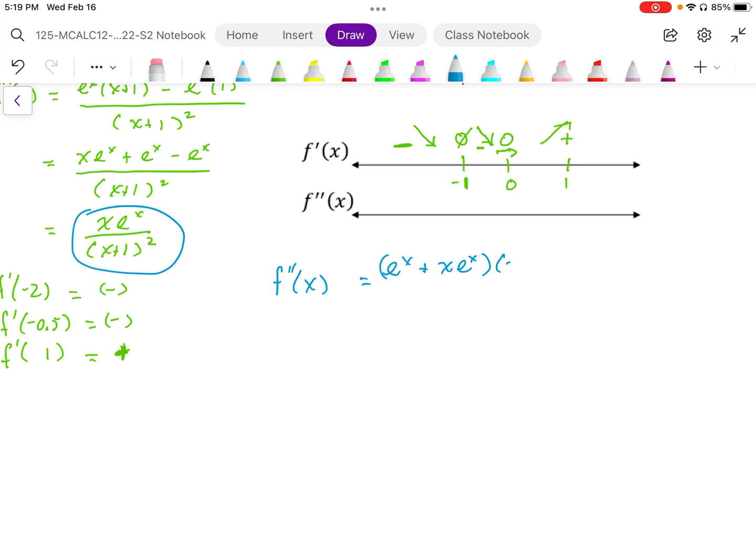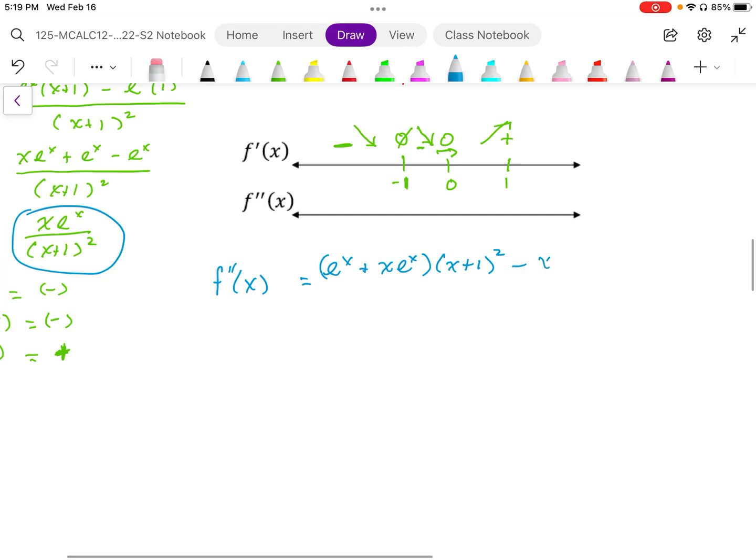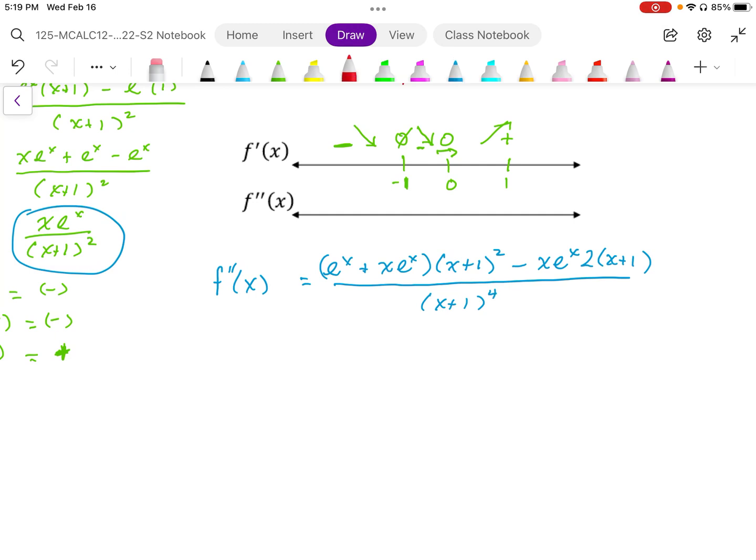I still need to multiply that by the denominator and then apply the quotient rule. So I end up with x e to the x, and then applying the power rule here, I get 2x plus 1. And then in the denominator, I'm going to end up with x plus 1 squared to the power 4. Now, it's really important that we simplify when possible.